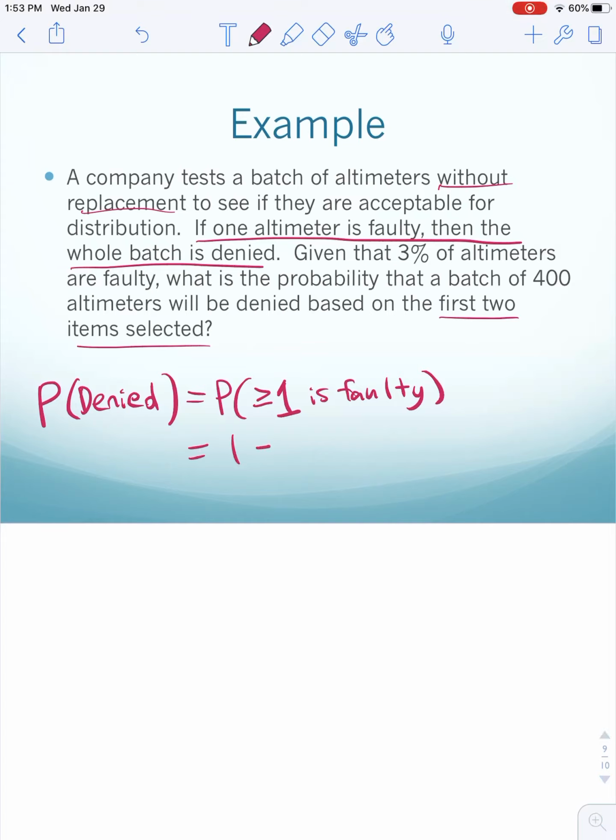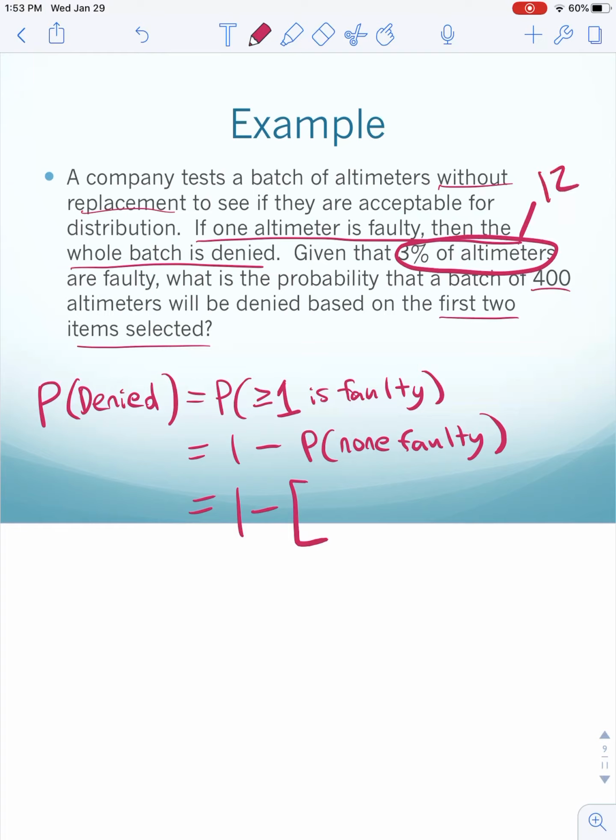So that's going to be the probability that at least one is faulty. Well, that would be equal to 1 minus the probability that none of them are faulty. Well, there's only 2, so that neither one is faulty. That means they're both good. So 1 minus the probability that they're both good. Well, what's the probability that the first one's good? 3% are faulty, in a batch of 400. I have to figure out what 3% of 400 is. So I'm going to take 400 times 0.03. That means 12 are faulty. 3% of 400 is 12.